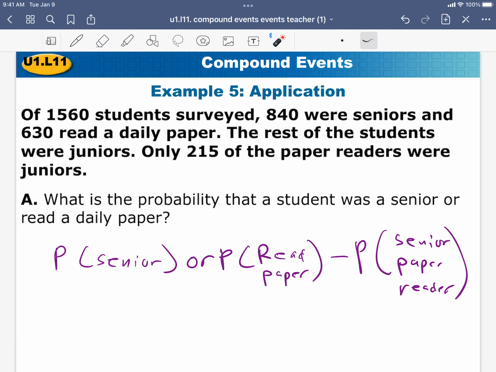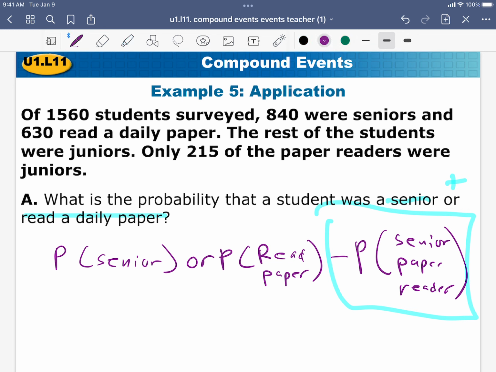So now we're going to use a Venn diagram to do the same thing. We have to figure out the probability that a student was a senior or read a daily paper. So we're going to find the probability that someone was a senior, and then we're going to add it to the probability that they read a daily paper, and then we're going to subtract the doubles. We're going to subtract the senior paper readers. So there are 1,560 students that were surveyed. 840 were seniors, and 630 read a daily paper.